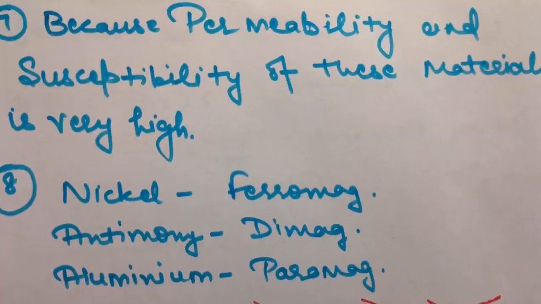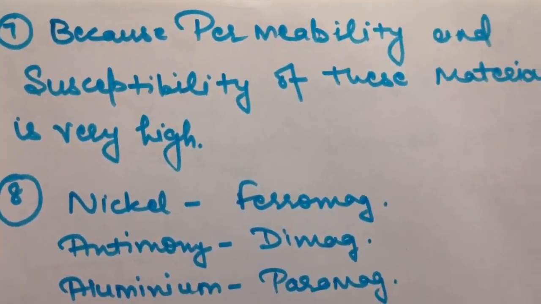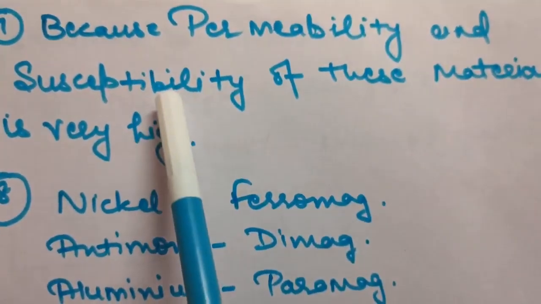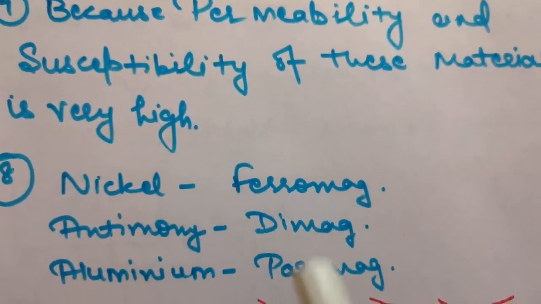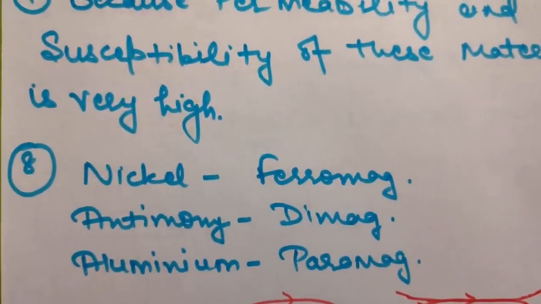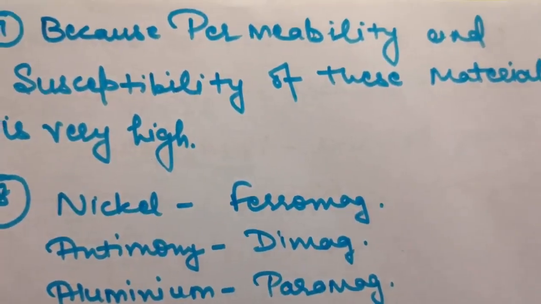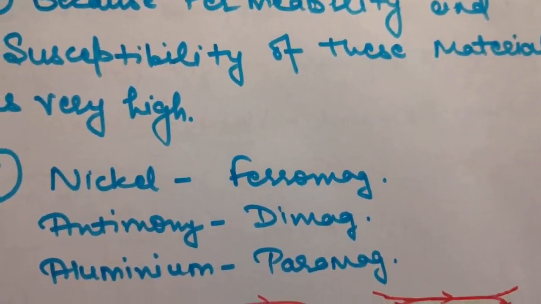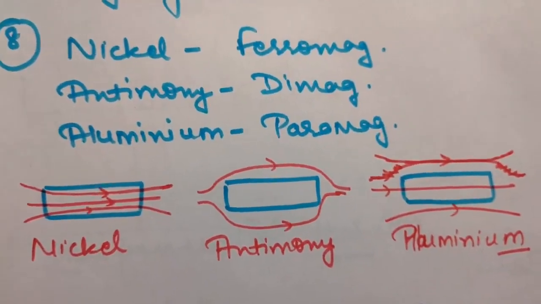Question number 7 says why magnetic field lines prefer to pass through a ferromagnetic material. It is because the permeability and the susceptibility of these materials, that is ferromagnetic materials, is very high. Therefore, they have a very high tendency to attract the magnetic field lines towards itself. This you have studied in your theory lecture also. So therefore, they attract most of the magnetic field lines.